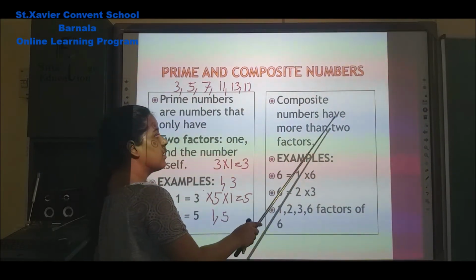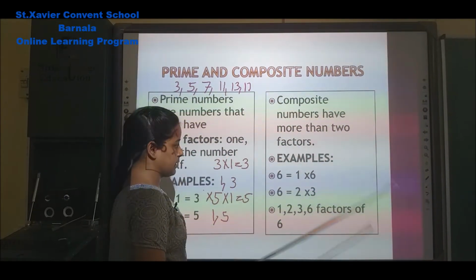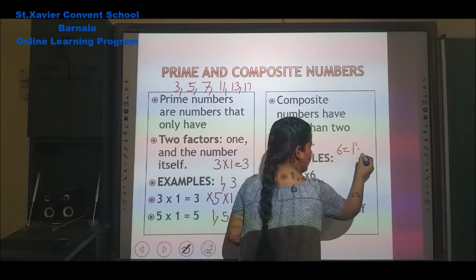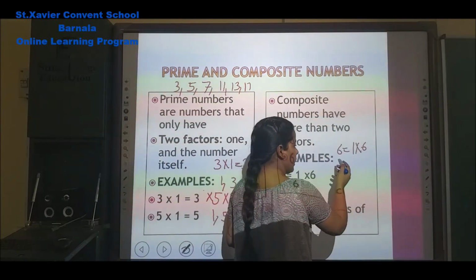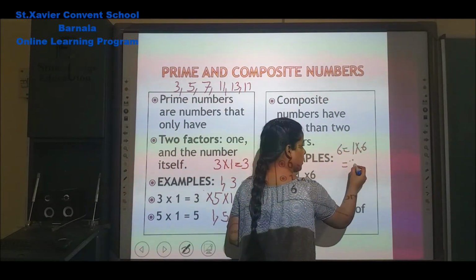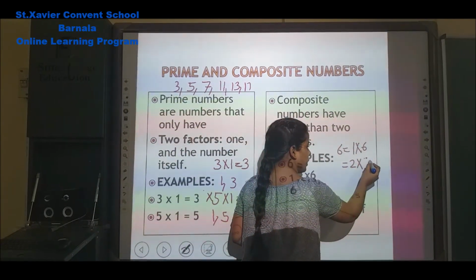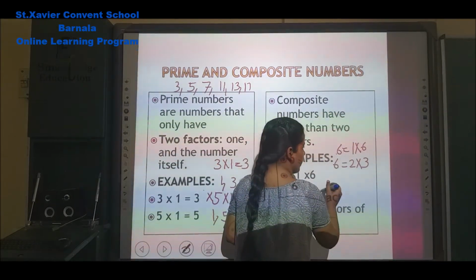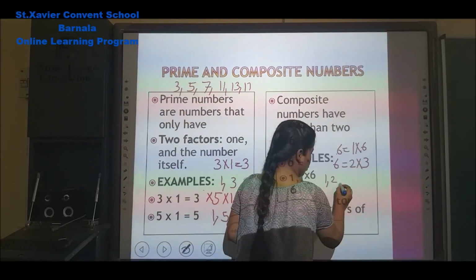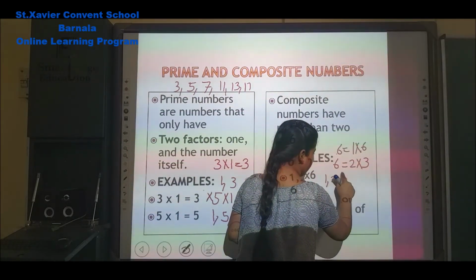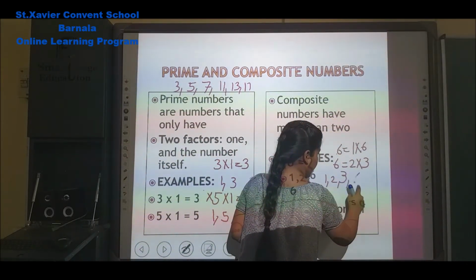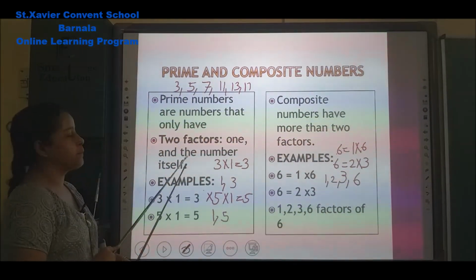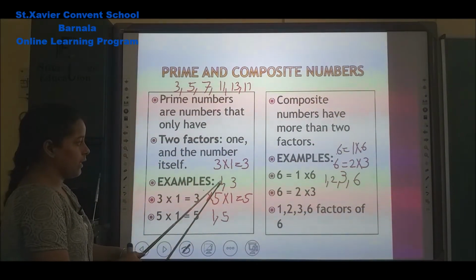Next is composite numbers. Composite numbers have more than two factors, like 6. 1 multiplied by 6. After that we divide 6 by 2, and we get the result 3. So 2 multiplied by 3 is equal to 6. So the factors are 1, 2, 3 and 6. These factors are more than 2, but prime numbers have only two factors.